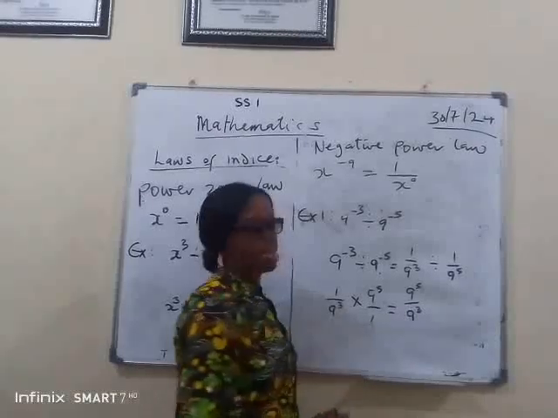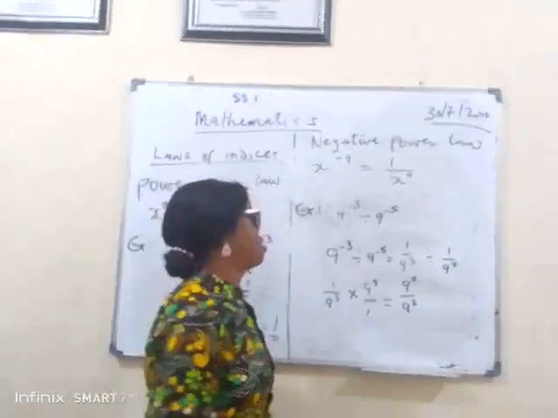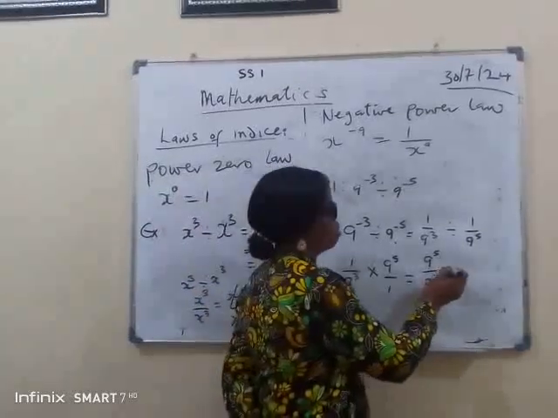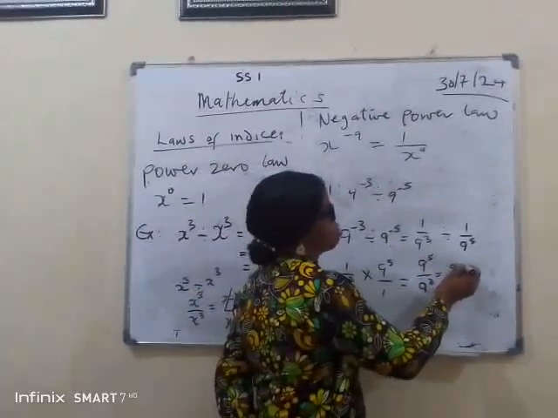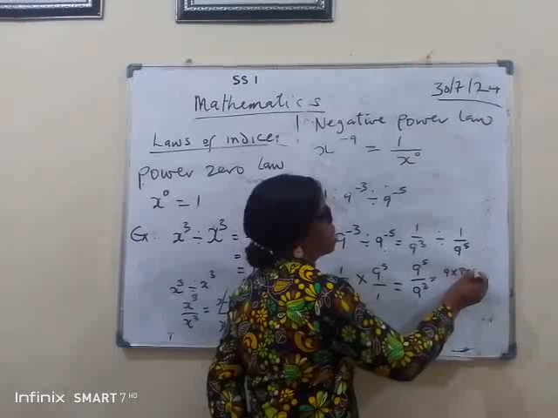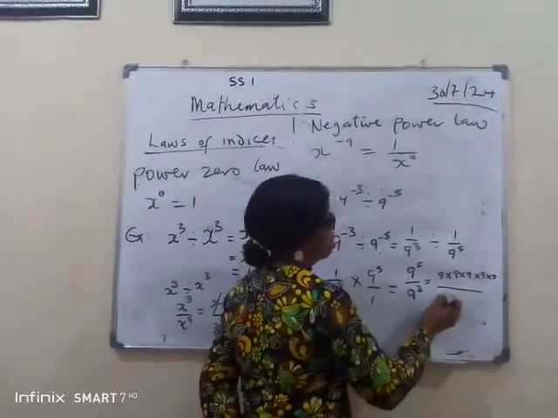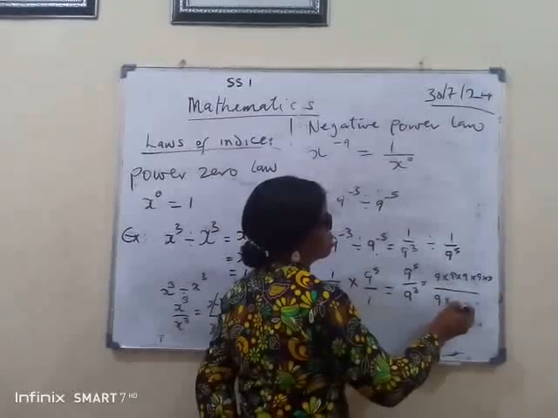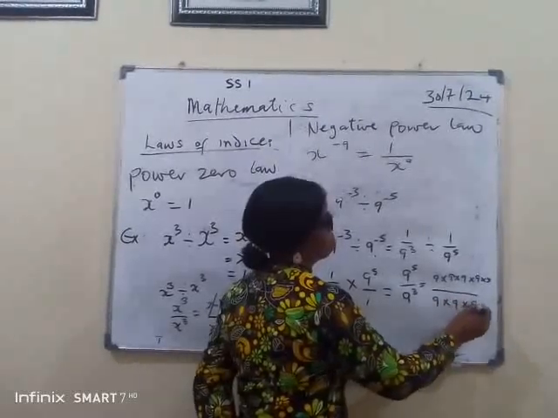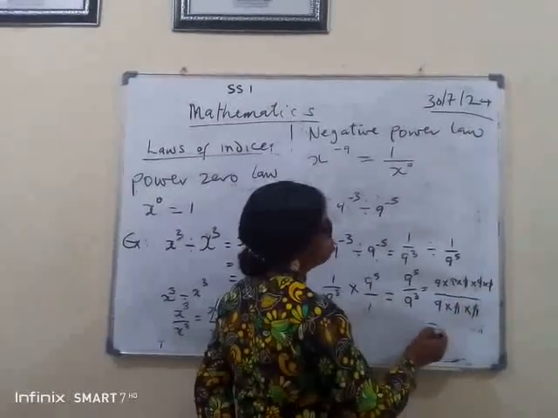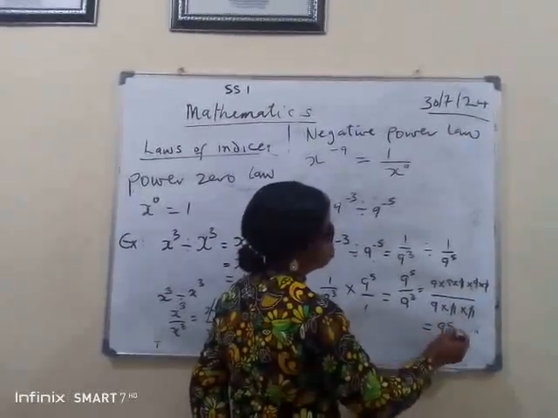And in that case, what do I have? If I know what I am doing, I'll still use the same method. I have a times a times a times a times a all over a times a times a. I have this cancel, this cancel. What I'm left with is a raised to power 2.